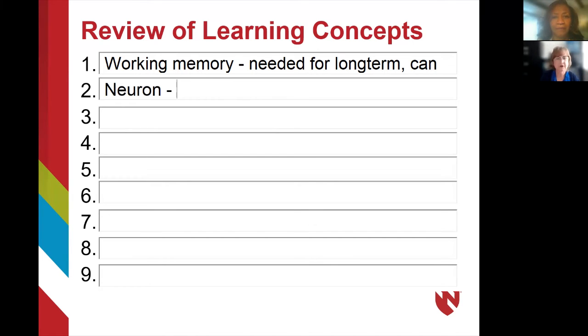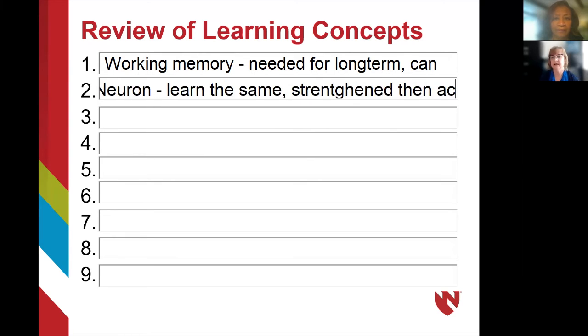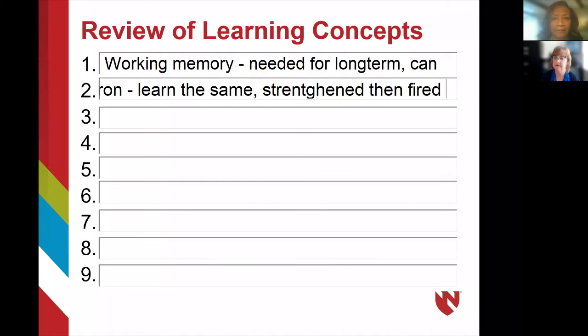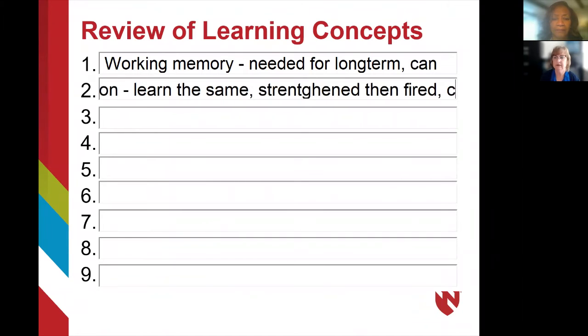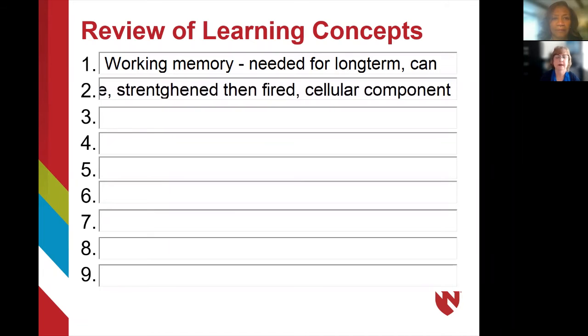Yeah, neurons. So learning is learning, strengthened when activated or fired. It's also the cell.